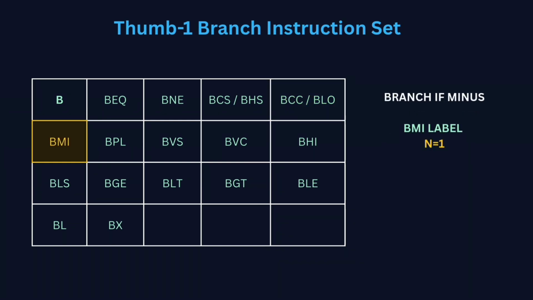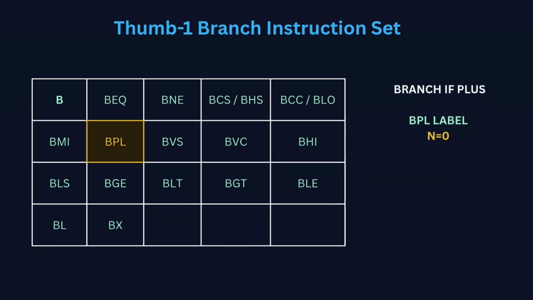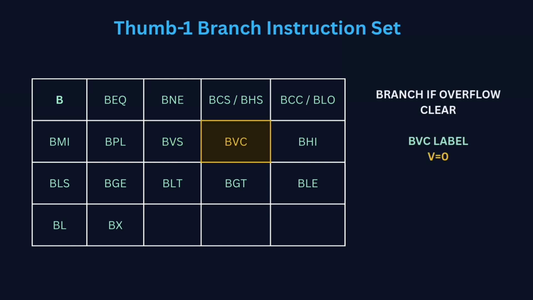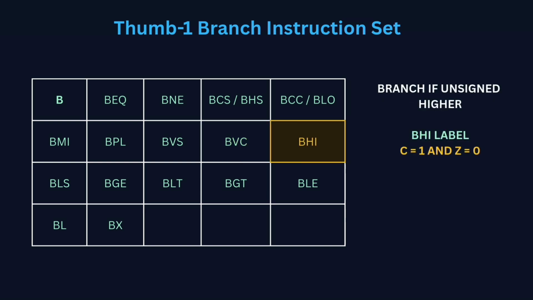In this case, if the negative flag is set as 1, branch happens. And here branch will happen if the negative flag is set as 0. In this case branch will happen if overflow is set as 1. And here branch happens if overflow is set as 0. Next we have branch if unsigned higher. Here branch happens if carry is set as 1 and Z flag as 0.